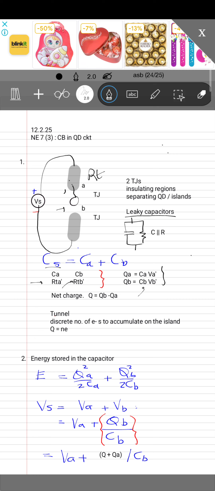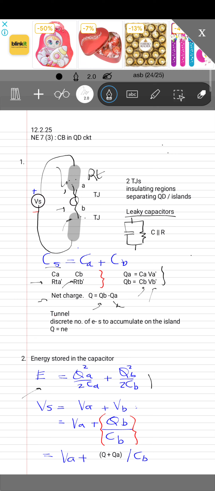Now, when a charge transfer has taken place, there will be a change in the charge present. So, this is the difference between the two charges at points A and B. Now, the energy stored in the capacitors can be calculated by this very well-known equation, Q square by 2C, and the total voltage, according to Kirchhoff's law, will be the sum of the voltage drops at positions A and B. So Vs is equal to Va plus Vb.